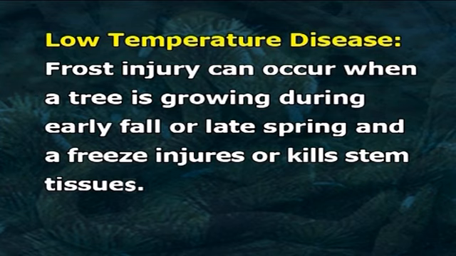Low temperature disease. Frost injury can occur when a tree is growing during early fall or late spring and freeze injuries or kill stem tissues. To avoid frost damage, plant locally adapted trees, cover trees if frost is expected, avoid frost-prone sites, and lay off nitrogen fertilizer at the end of the growing season. Frost crack can cause serious damage to trees by lengthening already existing wounds after repeated freezes.